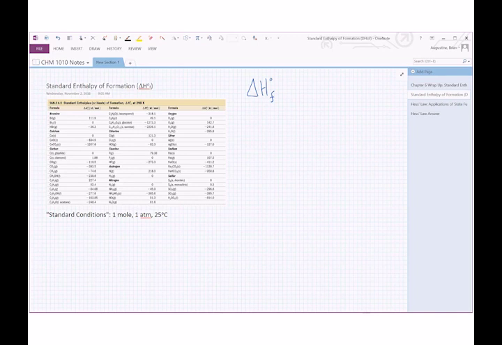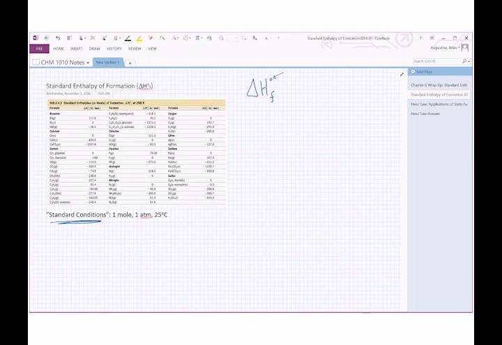And this little superscript degree sign, that means standard conditions. Okay, that's what this is down here. So what are standard conditions? Standard conditions are 1 mole of the stuff, whatever it happens to be, 1 atmosphere pressure, and 25 degrees C.